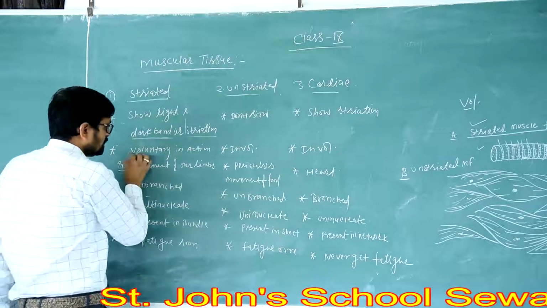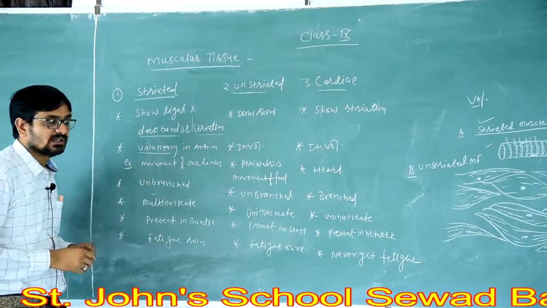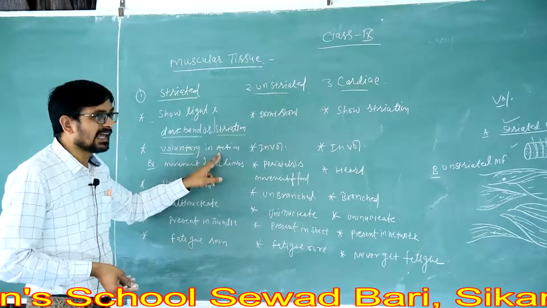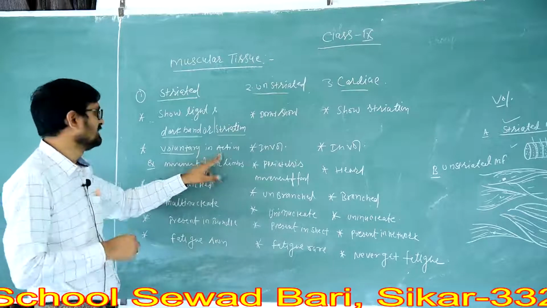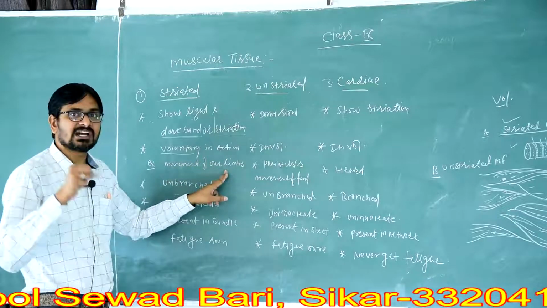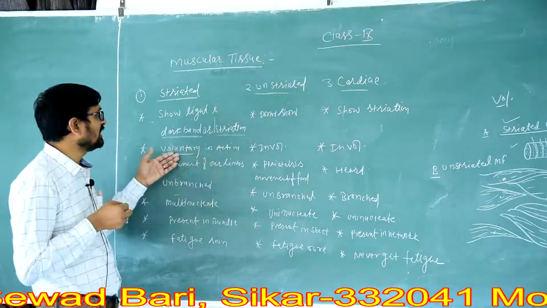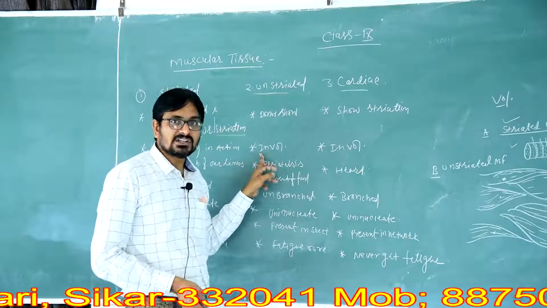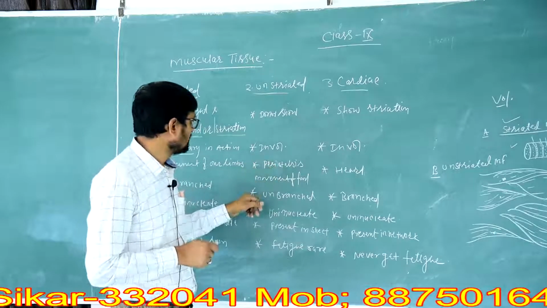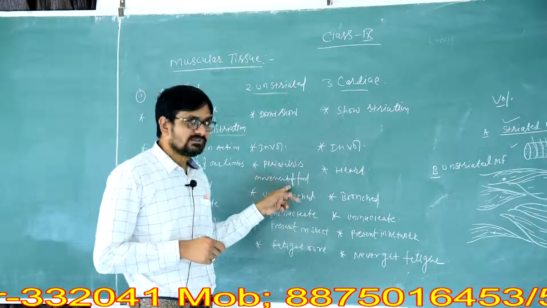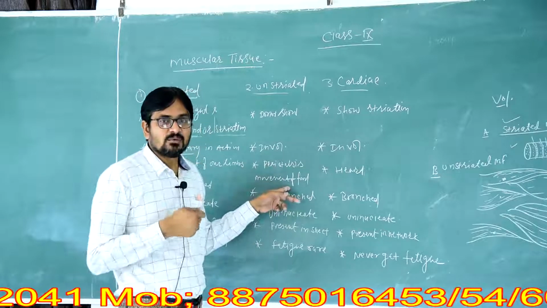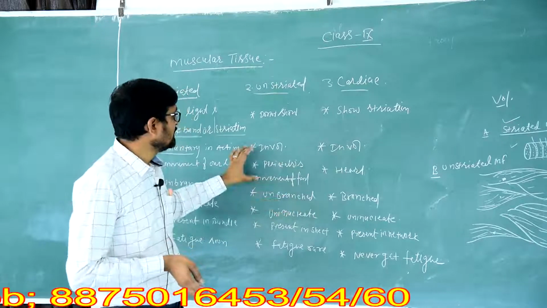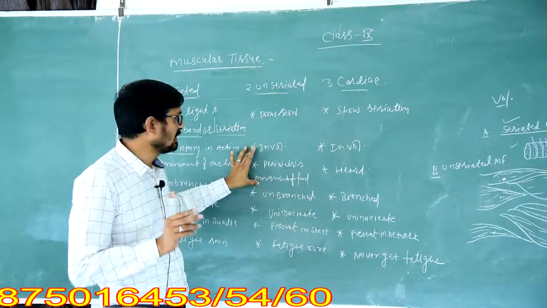Striated muscle fibers are also called voluntary fibers. Why are they called voluntary? Because they are voluntary in action. We can control the activity, like movement of our limbs. We can control it. That's why it is voluntary in action. Second, unstriated muscles have involuntary action. We are unable to control them. For example, peristalsis movement of the food in the alimentary canal, movement of the iris, movement of the ureter. That is involuntary action. We are unable to control the activity.